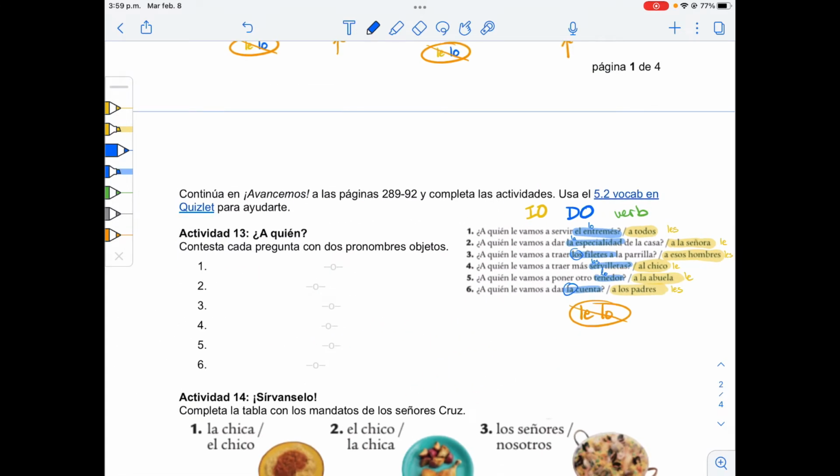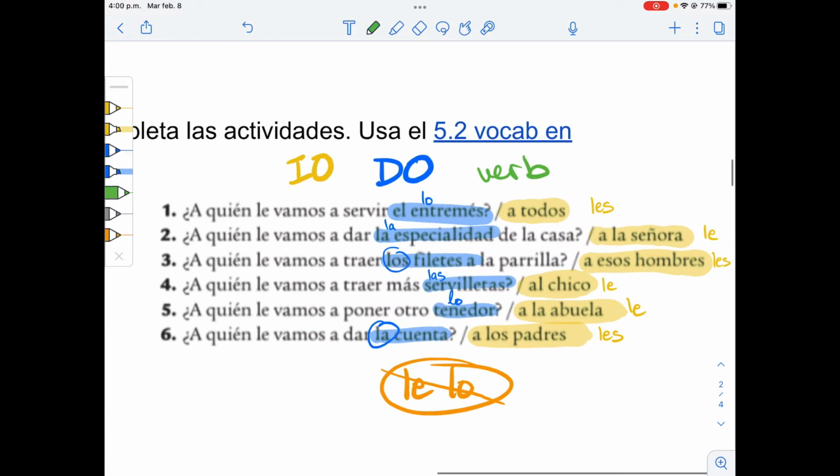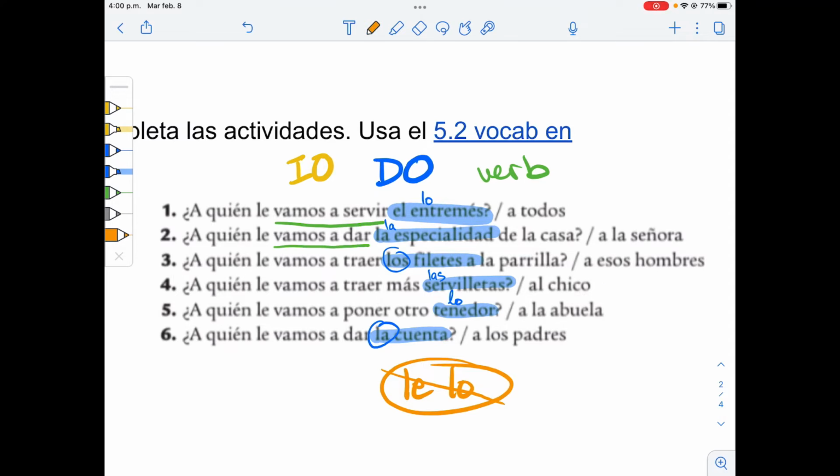So, while we would want to say, vamos a servirles lo, that breaks the lay low rule. And while we might want to say, vamos a darle la, that breaks the lay low rule. So all of this hard work here, all these lays, doesn't matter. Because we're going to use se for everybody. So all of our indirect objects are se.